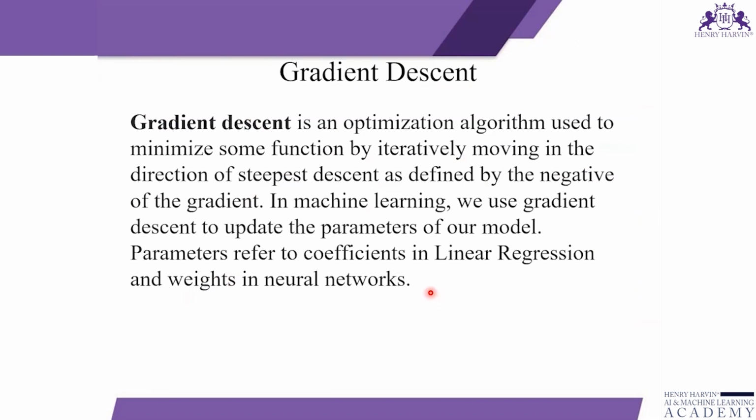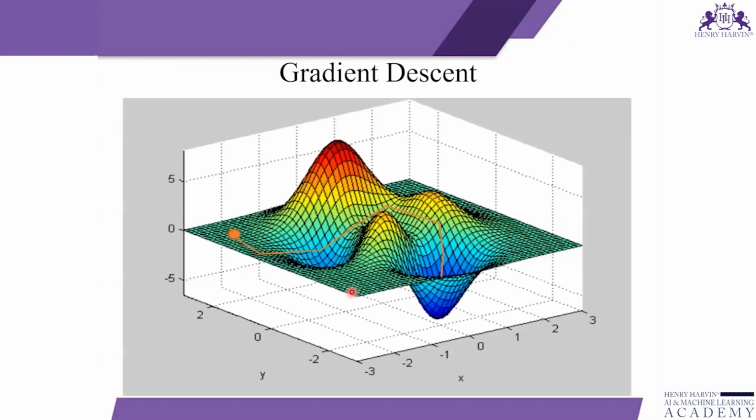So gradient descent is an optimization algorithm used to minimize some function by iteratively moving in the direction of steepest descent as defined by the negative of the gradient. In machine learning, we use gradient descent to update the parameters of our model. What are parameters? Parameters are coefficients in linear regression. In neural networks, they are called weights. So this is the visual representation of gradient descent. You can have a look at it.